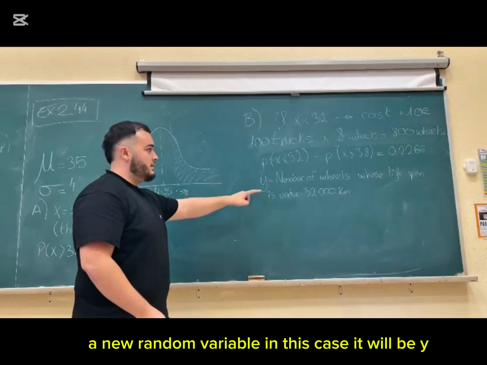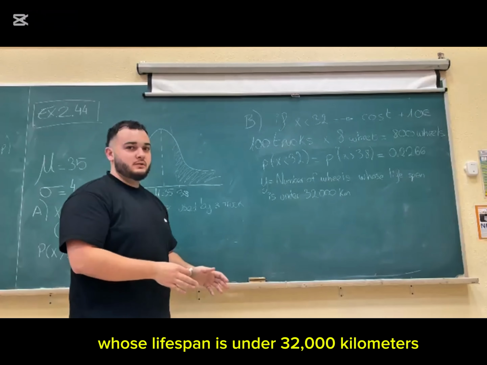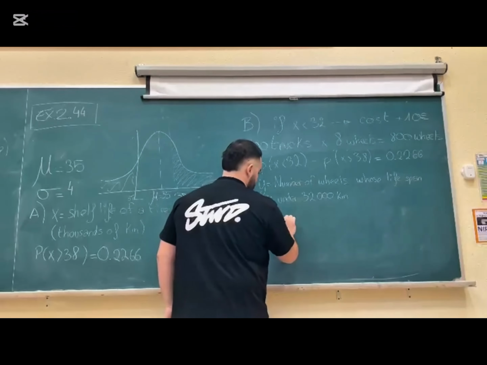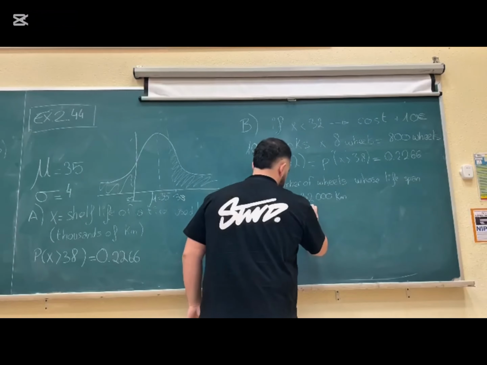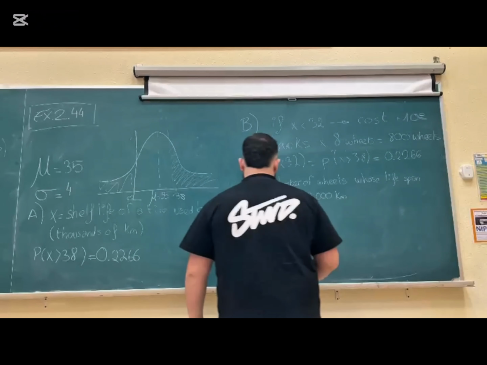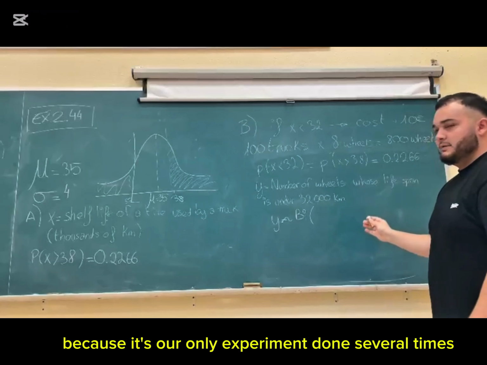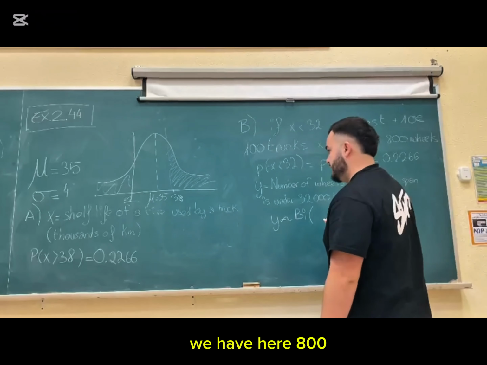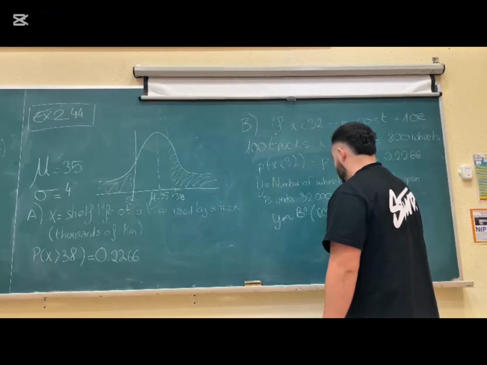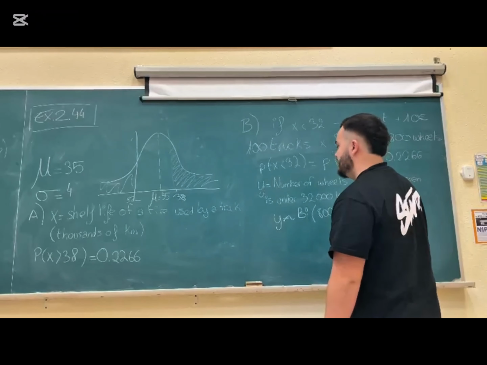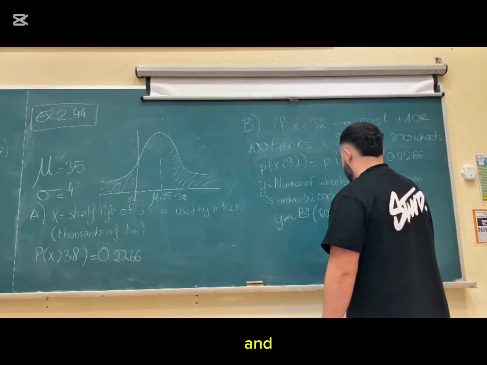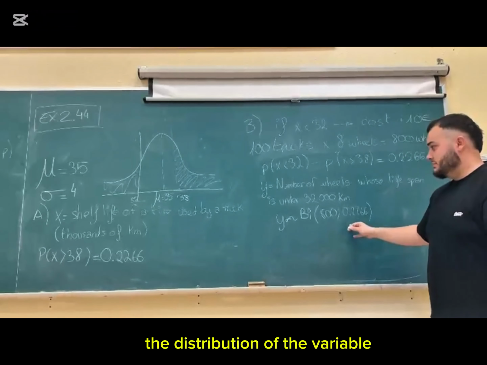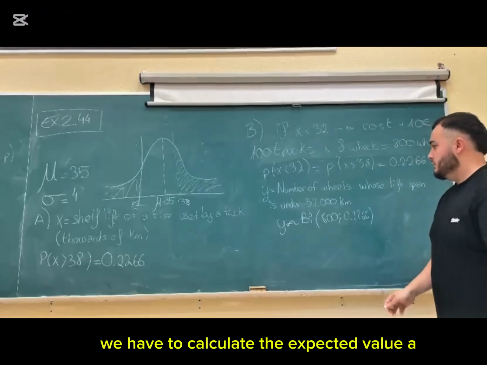Now we have to name a new random variable. In this case it will be Y, that is the number of wheels whose lifespan is under 32,000 kilometers. It follows a binomial distribution because it's a Bernoulli experiment done several times. So we have here 800 and 0.2266.